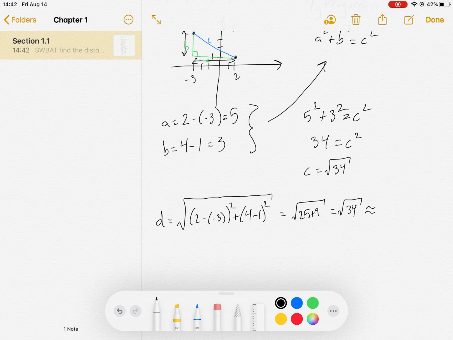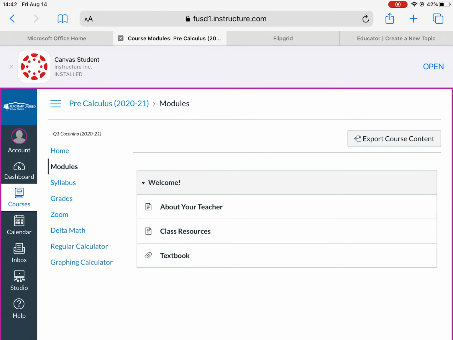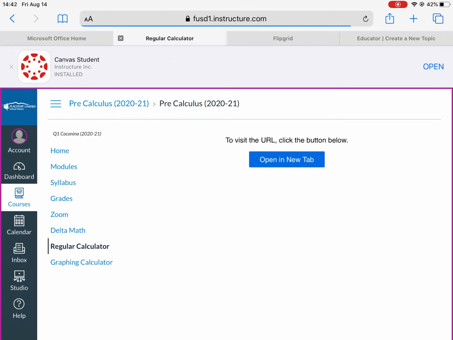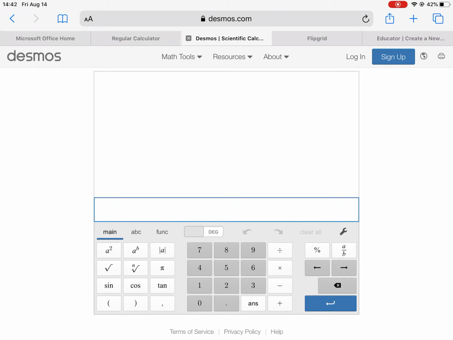So I'm going to switch my apps here. Here's our Canvas page. If you look on the left sidebar here, you'll see the button for regular calculator. I'm going to go ahead and click that. And it pulls up a scientific calculator, which is actually through Desmos. So I'm going to say square root of 34. And that gives me 5.8309, etc., as you can see there.